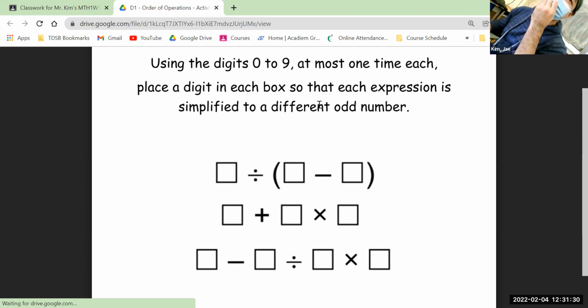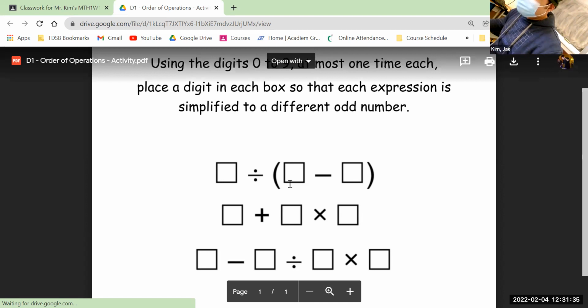Shall we? You want to try it? I'll give you another minute. Because remember, the goal is to work it out. It's not necessarily just the right answer.